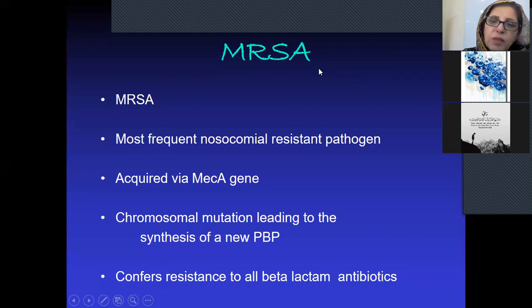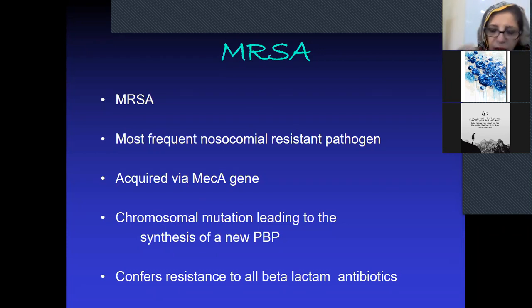MRSA is a species of Staphylococcus aureus which has developed resistance to penicillins and the cephalosporins. We call it methicillin resistant Staphylococcus aureus because the first resistance was tested against the methicillin drug. But what we found out was that it is resistant to all the penicillins and all the cephalosporins. Why? Because it has developed a mutation in its chromosome in the mecA gene. And this chromosomal mutation has led to the formation of a new type of penicillin binding protein in the bacteria. It is no longer the same one which was effectively controlled by the penicillins and the antibiotics.